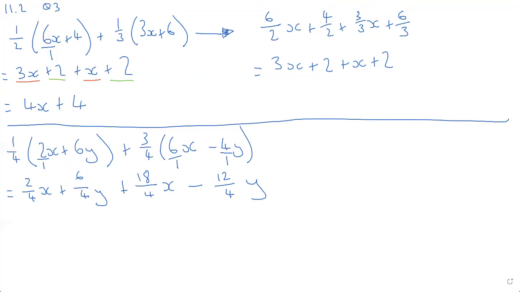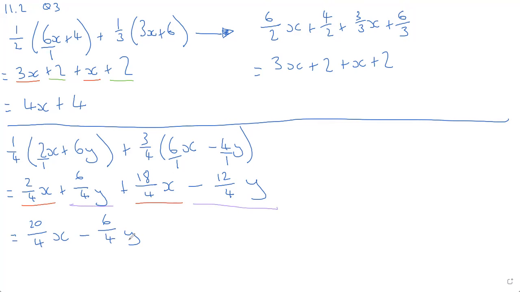Okay, now I'm going to put together the bits that match. So I have x here and x here. And thankfully, all the bottoms match, so I don't even have to worry about non-matching denominators. I've got my y's and my y's. All right, so I have 2/4 and I have to add 18/4. So altogether, that's 20/4 of x. And I've got 6/4 and I'm subtracting 12/4. So now I have minus 6/4 of y.